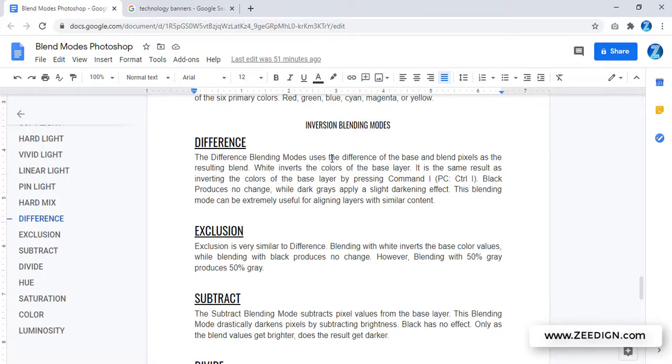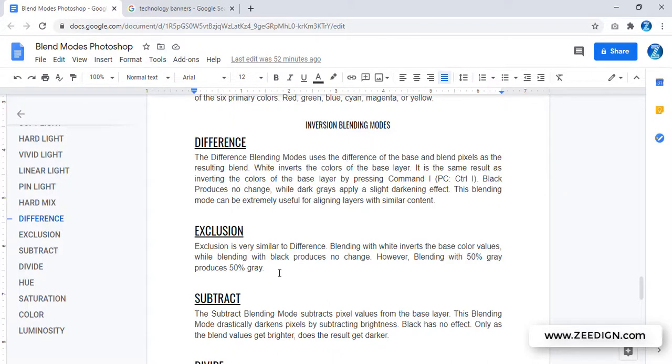So the difference blending mode uses the difference of the base and blend pixels as the resulting blend. White inverts the color of the base layer. It is the same result as in... I'm not going to read all that, and it's just like I said, it is inverting the layers, sometimes based on the white and the black, sometimes using black or white color. I'm not going to get into details.